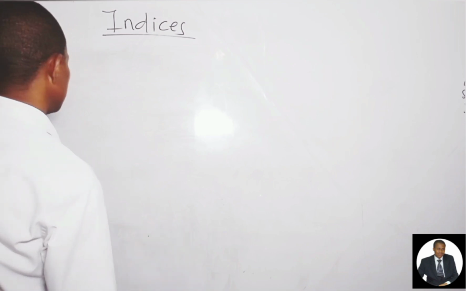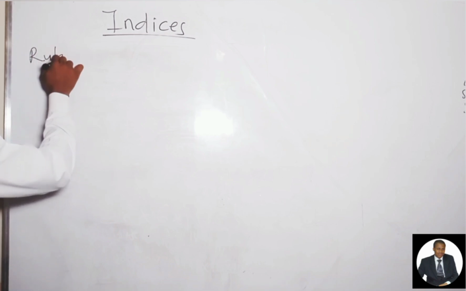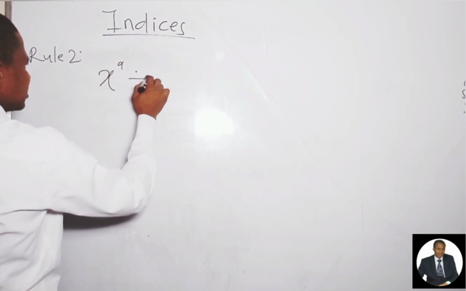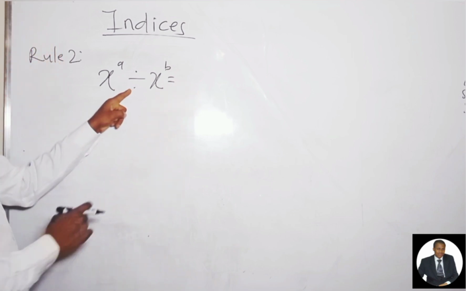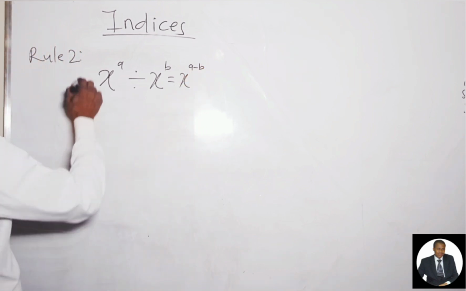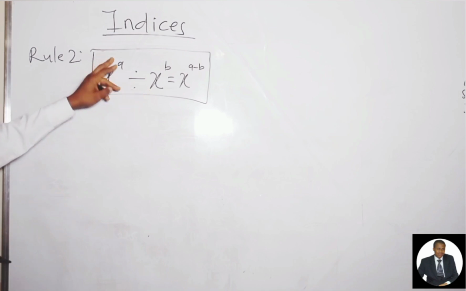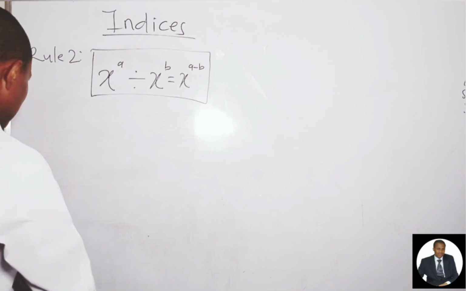Let's look at the division. That's rule number 2. We have x to the power a divided by x raised to the power b. Whenever we see division, we just use a subtraction sign. This is rule number 2. Same base, and we are to divide. What we do, we subtract the exponents from themselves. Let's look at an example here.